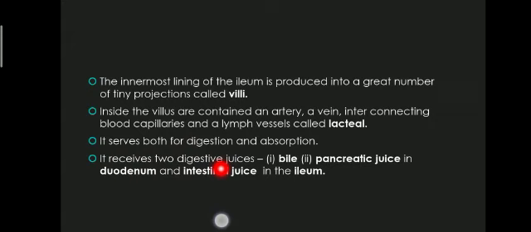The small intestine receives two types of juices, bile and pancreatic juice, in the duodenum part, and intestinal juice secreted by the walls of the intestine in the ileum part. So as we know, the juices which are secreted inside the small intestine are bile, pancreatic juice and intestinal juice. Bile and pancreatic juice are secreted in the duodenum part of the small intestine, and intestinal juice is secreted in the ileum part. So in our next video, we'll be talking about the functions of bile, pancreatic juice and intestinal juice.